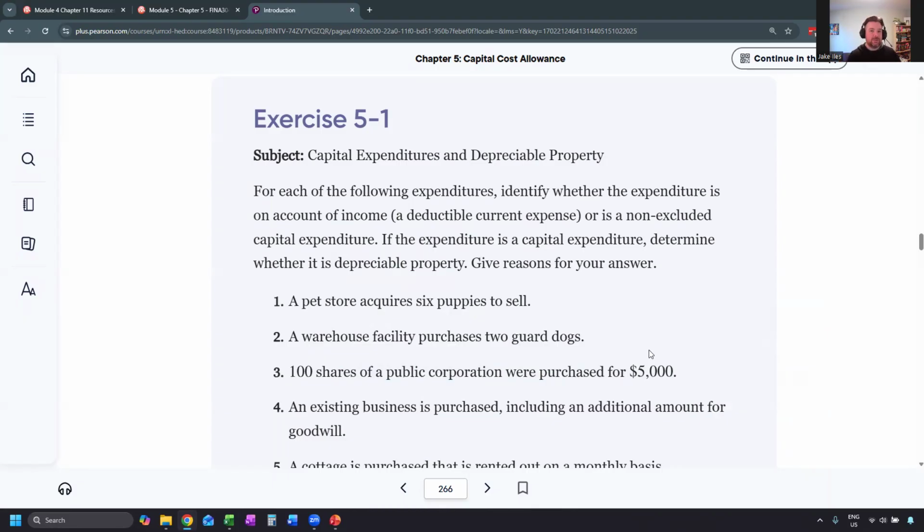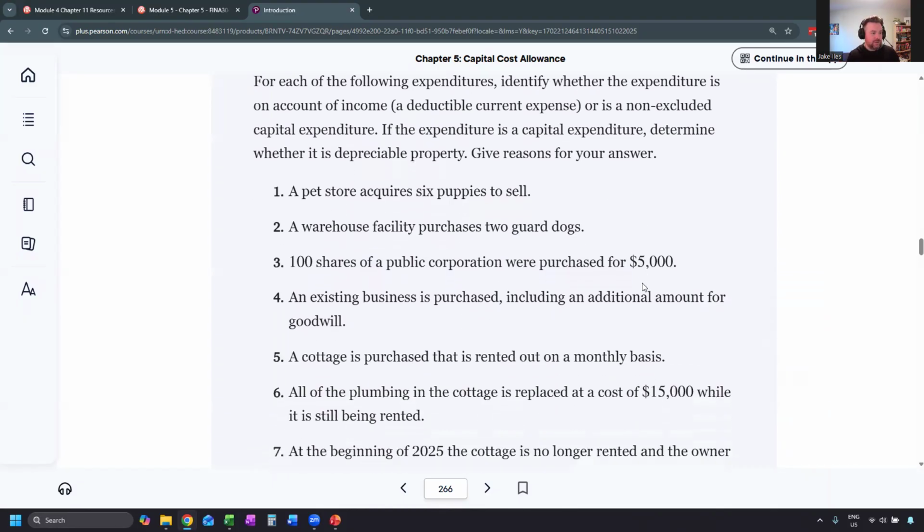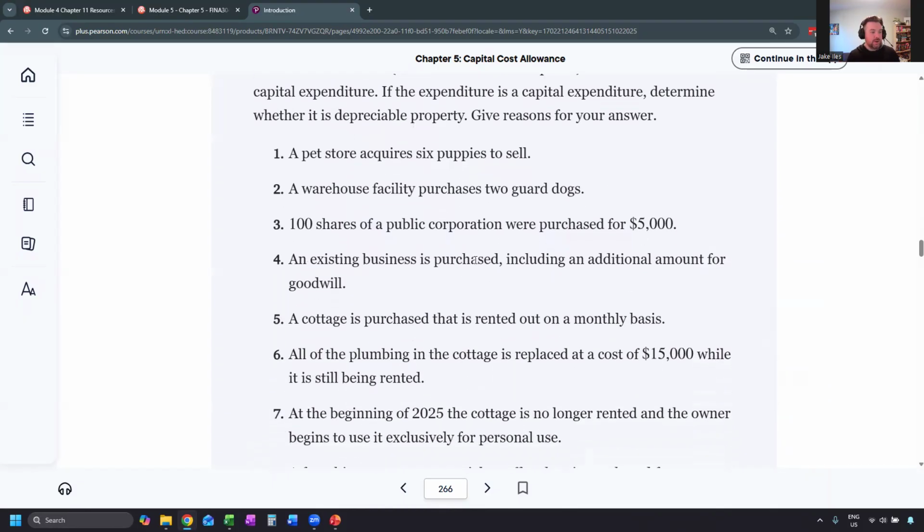But the share itself, the right that it gives us to perhaps vote for the board or have a right to dividends, won't be affected by time. So they do not depreciate. An existing business is purchased, including an additional amount for goodwill. From an accounting perspective, we often don't amortize goodwill. We don't depreciate it over time. It simply sits on the books.